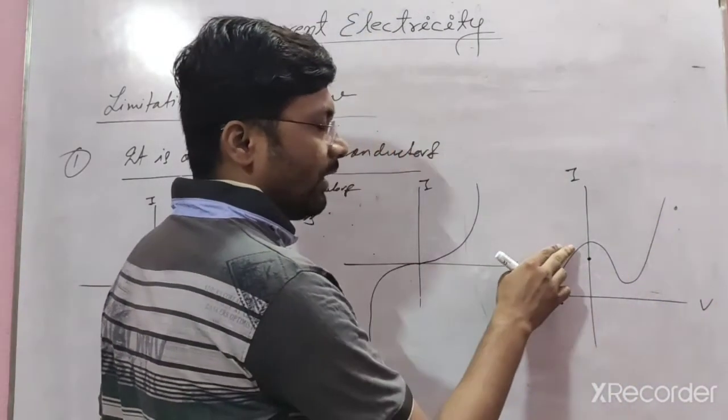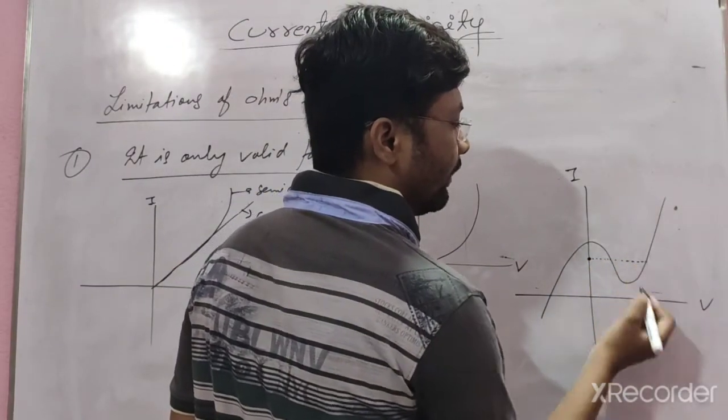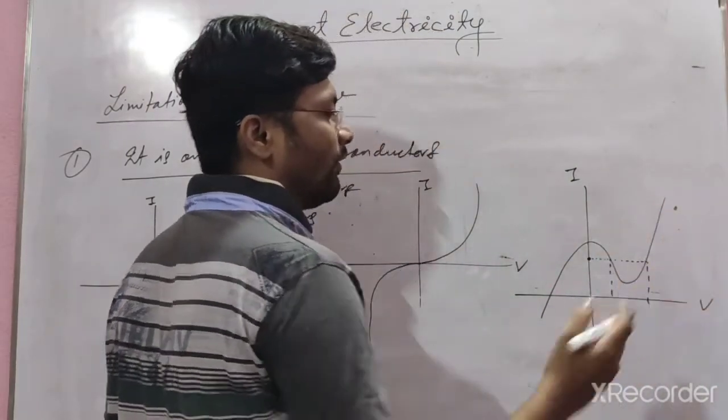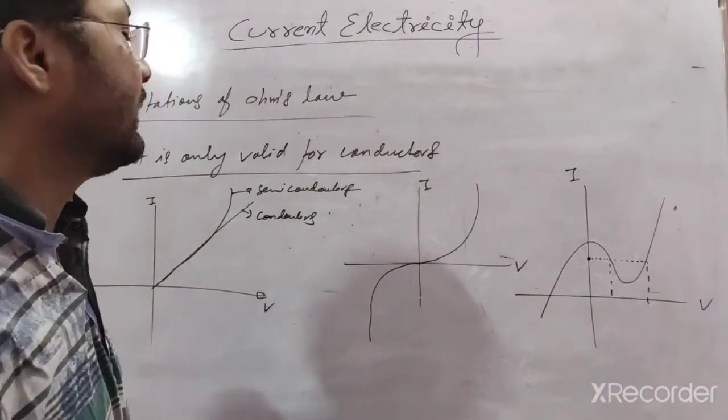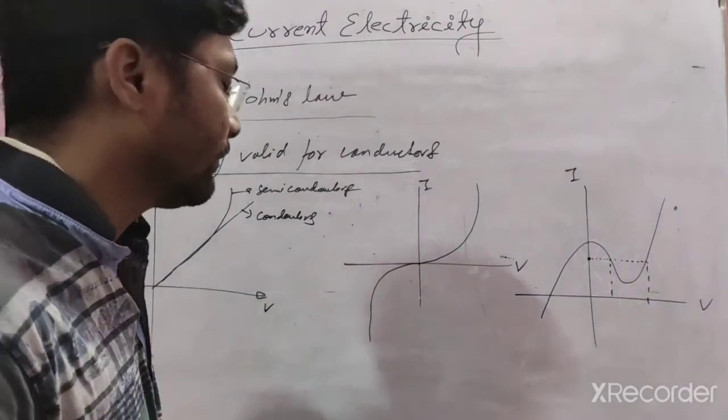For one particular value of current, there will be more than one value of V. Okay, there are two or more values of V. So we can say that Ohm's law is not valid for semiconductor.